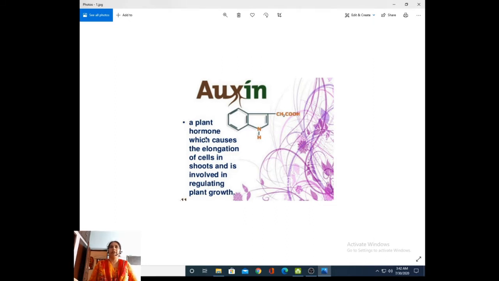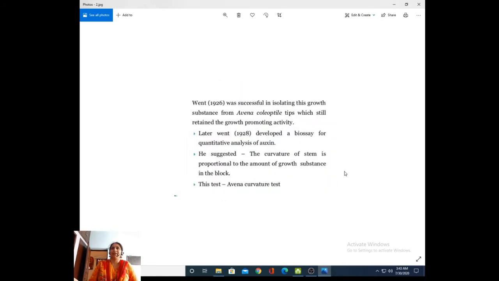So, auxin is a plant hormone which causes the elongation of cells in shoots, and it is involved in regulating plant growth. At first, auxin was isolated by the scientist Went in 1926. He successfully isolated it from the Avena coleoptile tips. And this test is known as the Avena curvature test.